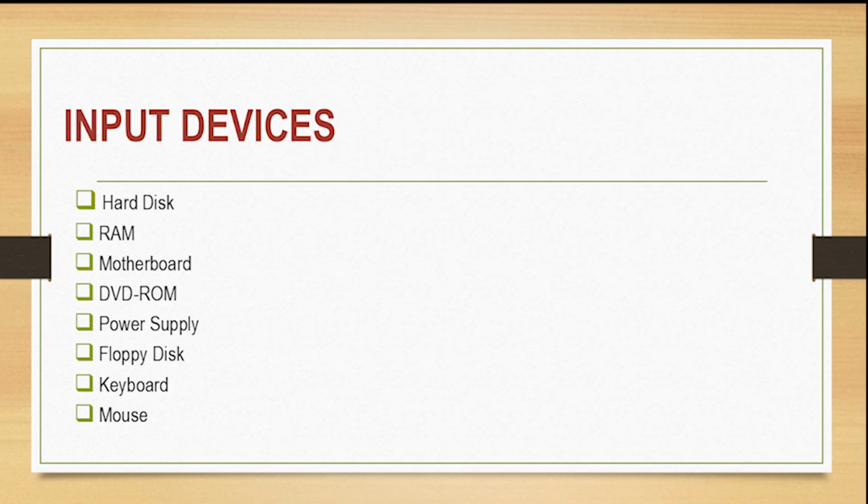1. Input devices. The following are input devices which are used in the computer. 1. Hard disk. 2. RAM. 3. Motherboard. 4. DVD-ROM. 5. Power supply. 6. Floppy disk. 7. Keyboard. 8. Mouse.